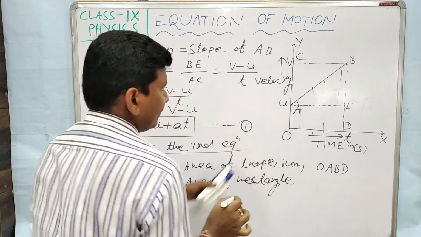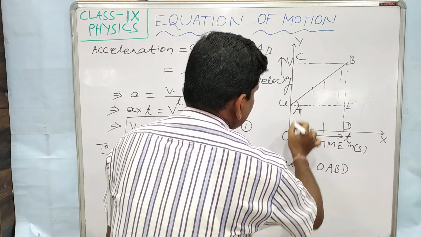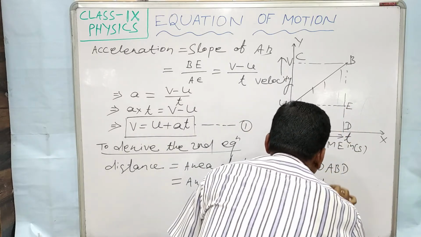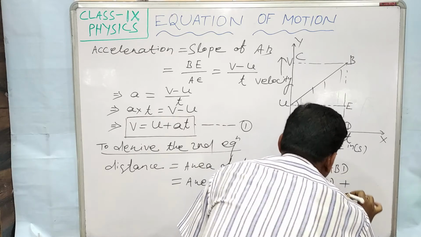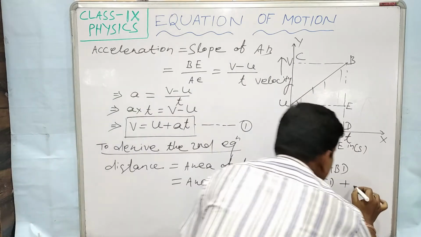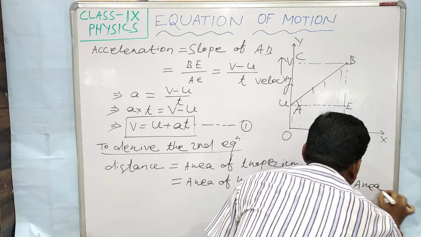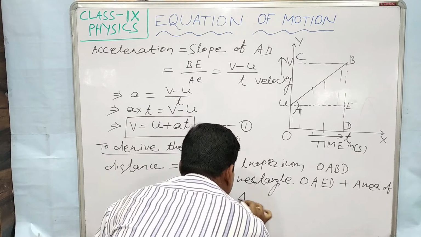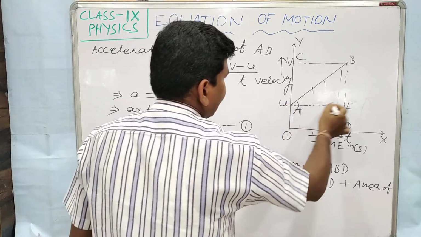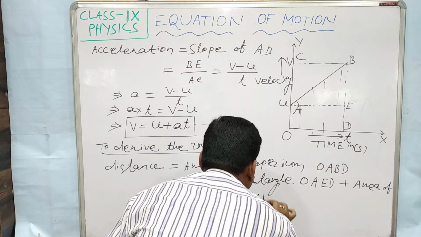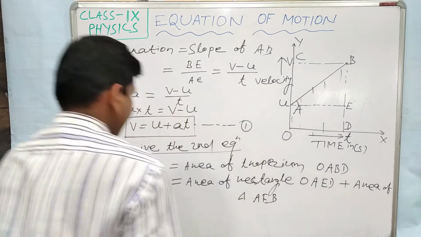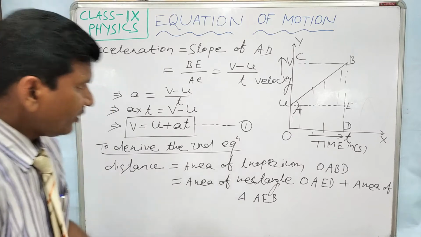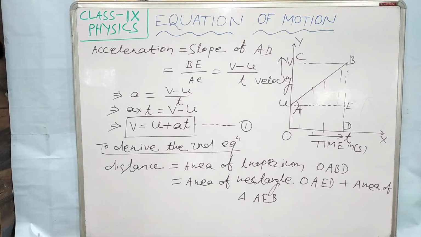What is that rectangle now? The name of the rectangle is OAED, plus area of triangle. What is the name of the triangle? AEB. So now we will find the area of the rectangle and the area of the triangle. After that we will add it.